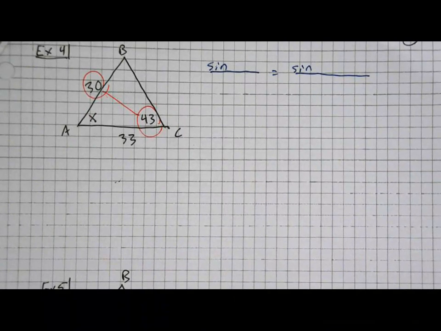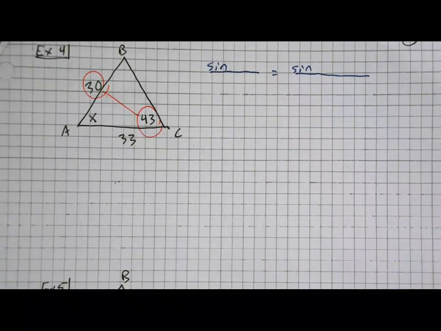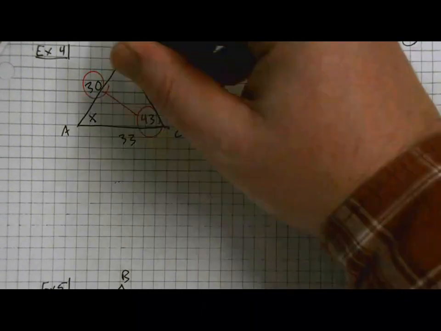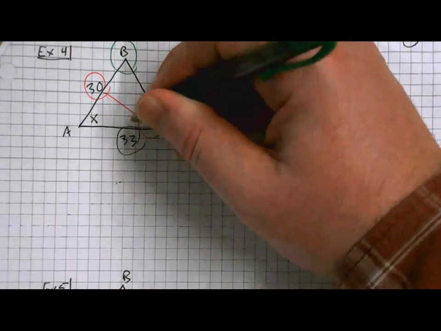What if we do law of sines twice? Somebody had another suggestion? I thought I heard someone else say something different over here. What'd you guys say over here? Somebody said something. What if we found B?